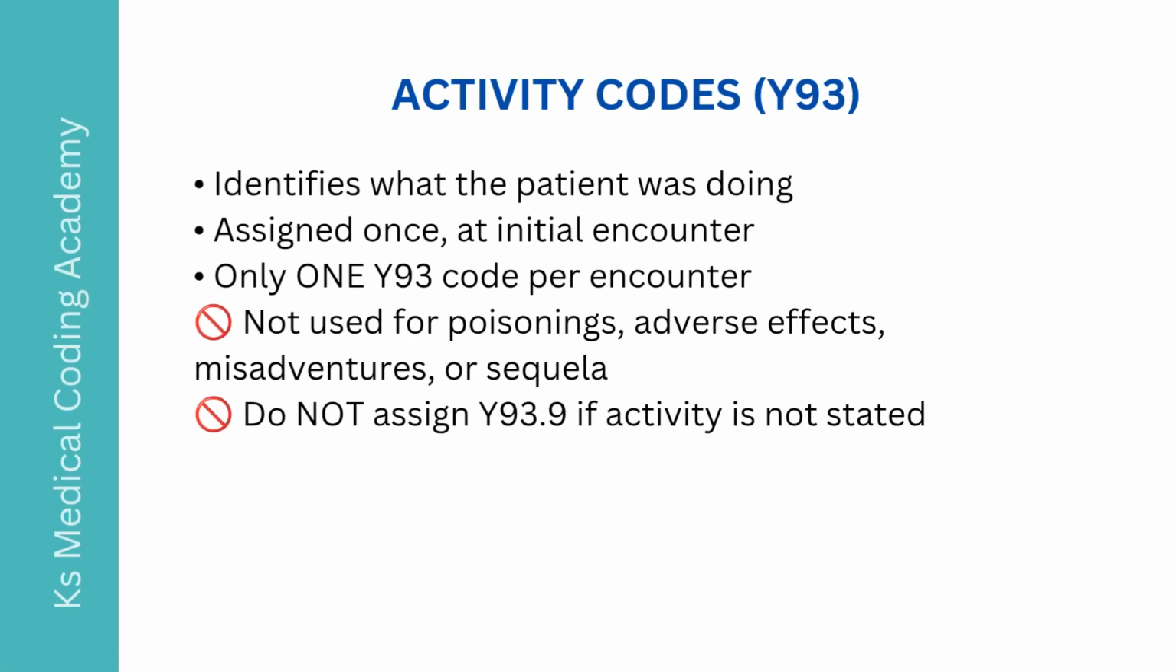Activity codes, Y93. Activity codes identify what the patient was doing at the time of the event. Rules. Assigned once. Only one Y93 code per encounter. Used only at the initial encounter. Not used for poisonings, adverse effects, misadventures, sequela. Do not assign Y93.9 if the activity is not documented.